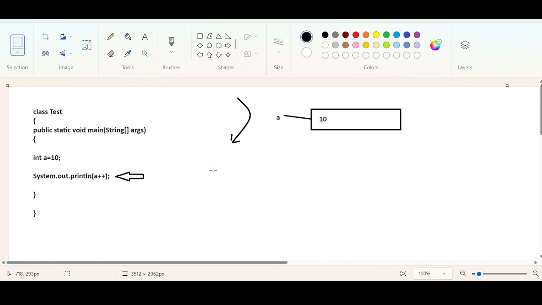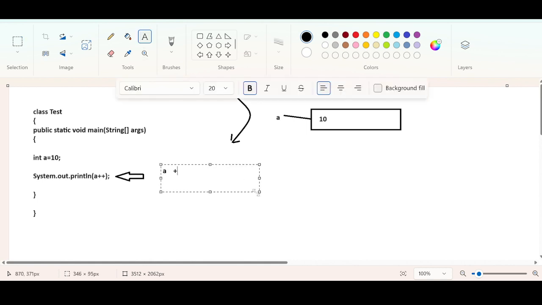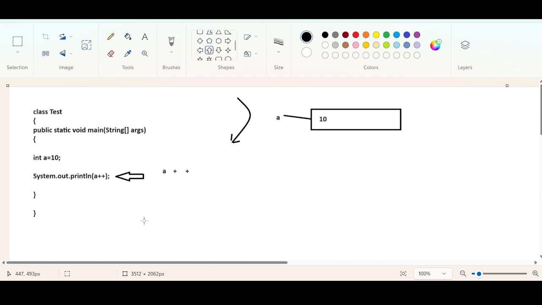But what will the system do? Now we focus here. When you say a++, first, a post increment. I'm giving spaces for readability. The system will give priority from left to right. When you do post increment, first it will see the variable a. It will notice the variable a.